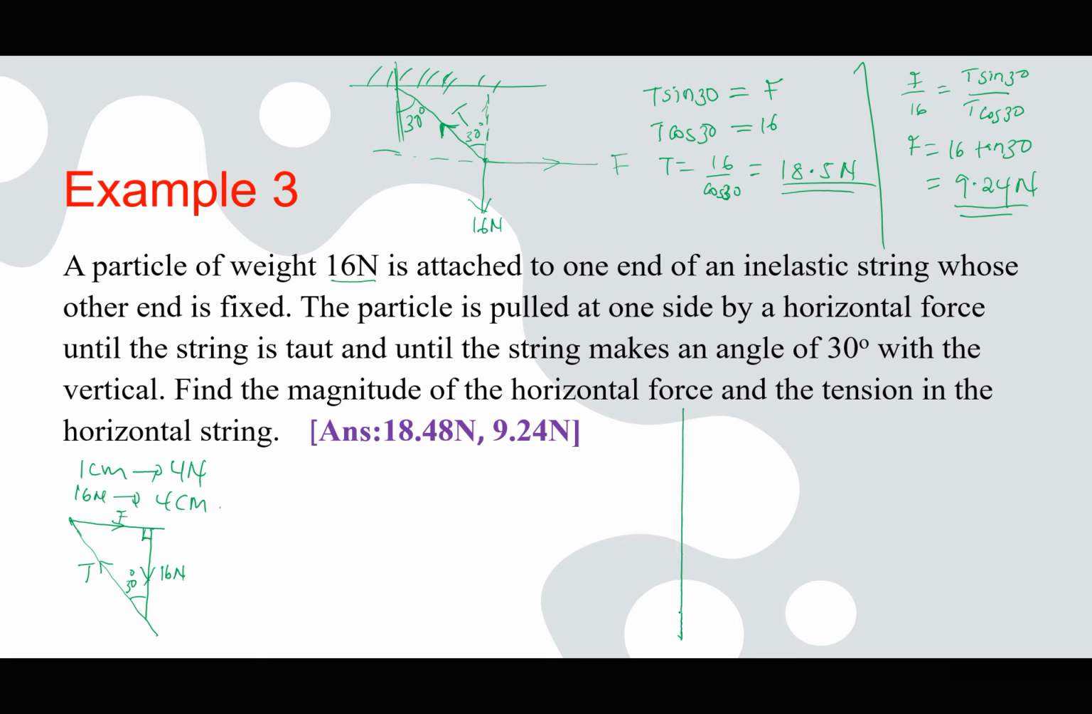On this vertical line, I need 4 centimeters. So I have to measure off 4 centimeters. I need a reference point. So let me say I'm starting from this point here. So 4 centimeters stops around here. You can draw this in your book. Then I have to measure 30 degrees from the vertical. Here this is 16 newtons, because 4 centimeters is representing 16 newtons.